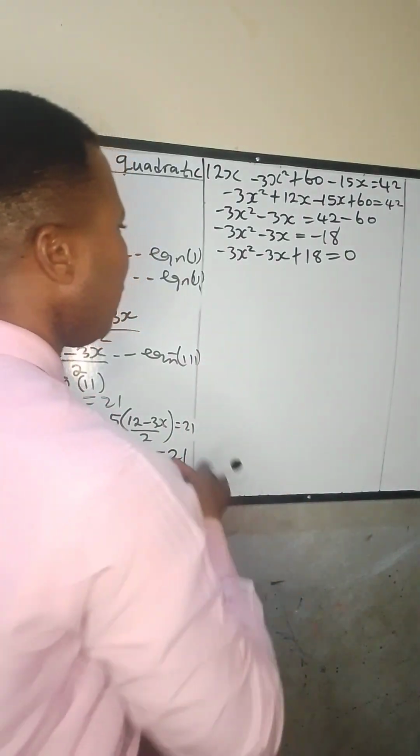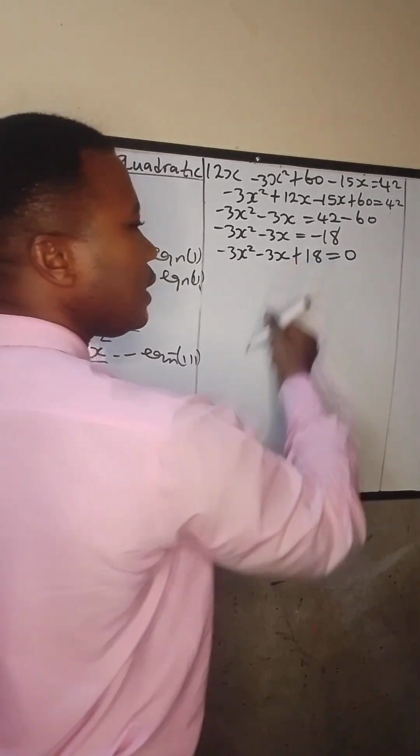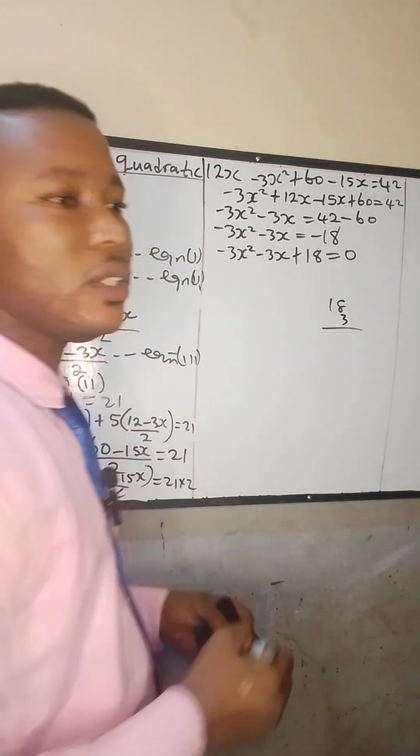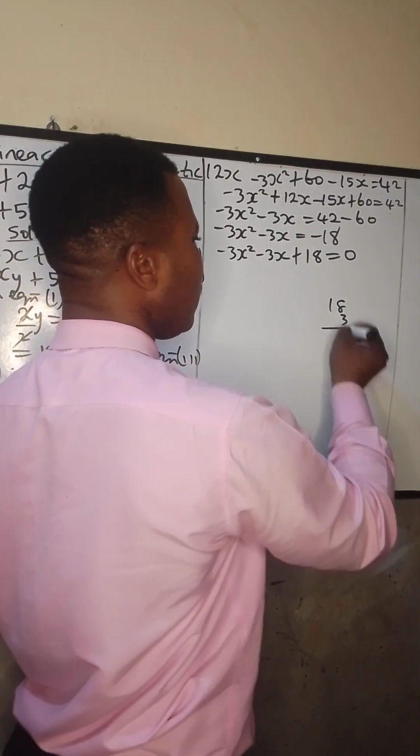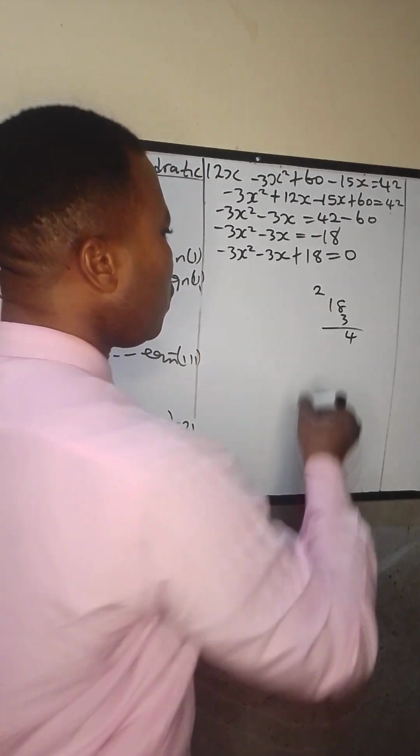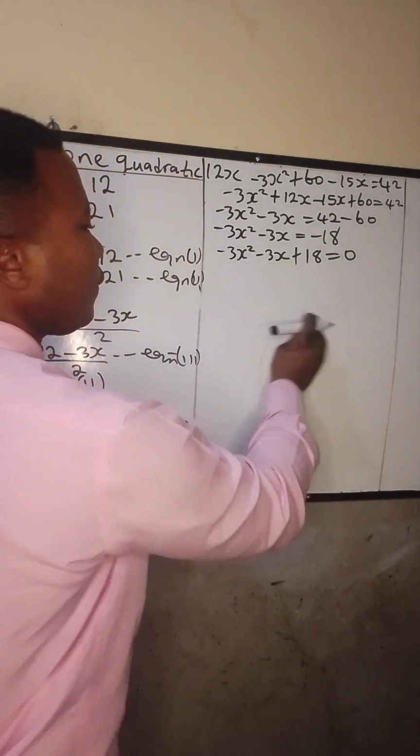Now we try to get our x. We multiply minus 3 times 18, that is 18 times 3. Let's work it together. 3 times 8 is 24. We have it here. Now 3 times 1 is 3, plus 2 gives us 5, so 54. That's giving us minus 54.